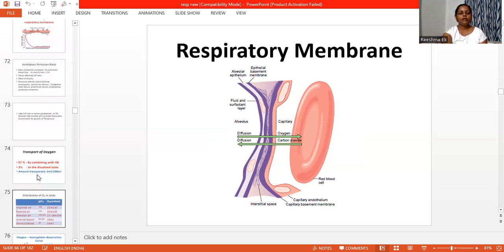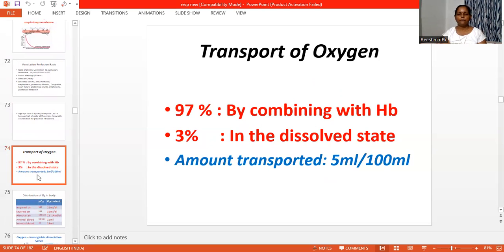The next is about the transport of oxygen. So oxygen is transported through blood in two important ways. The first way of oxygen transport is by combining with hemoglobin, as oxyhemoglobin. So 97% of oxygen is transported as oxyhemoglobin, and the rest 3% is transported in the dissolved state. Dissolved state is otherwise called physical solution, that is dissolved in plasma of the blood, and oxygen is transported.